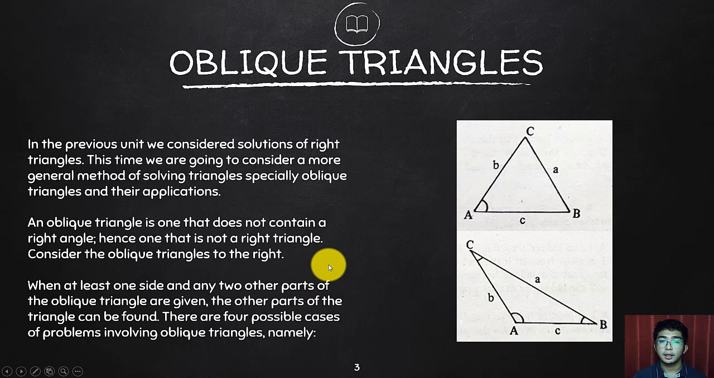Oblique triangles do not have any right angles, so they can be either obtuse or acute triangles. As long as they do not have right angles, they are oblique triangles. Therefore, if they do not have any right angle, the formulas we developed from the last unit, the Pythagorean theorem and SOHCAHTOA, the trigonometric functions, cannot be used for oblique triangles, because those formulas are limited to right triangles only. Instead, we're now going to develop principles that can consider any type of triangle. The laws of sine and cosine will give us formulas that we can use to solve for these types of triangles.